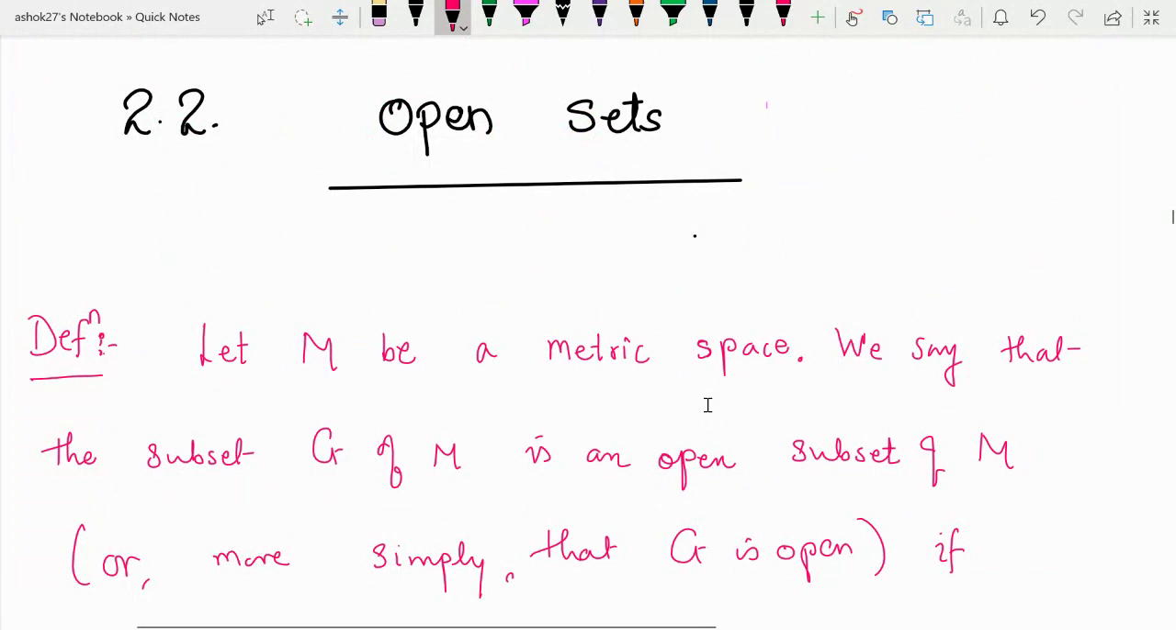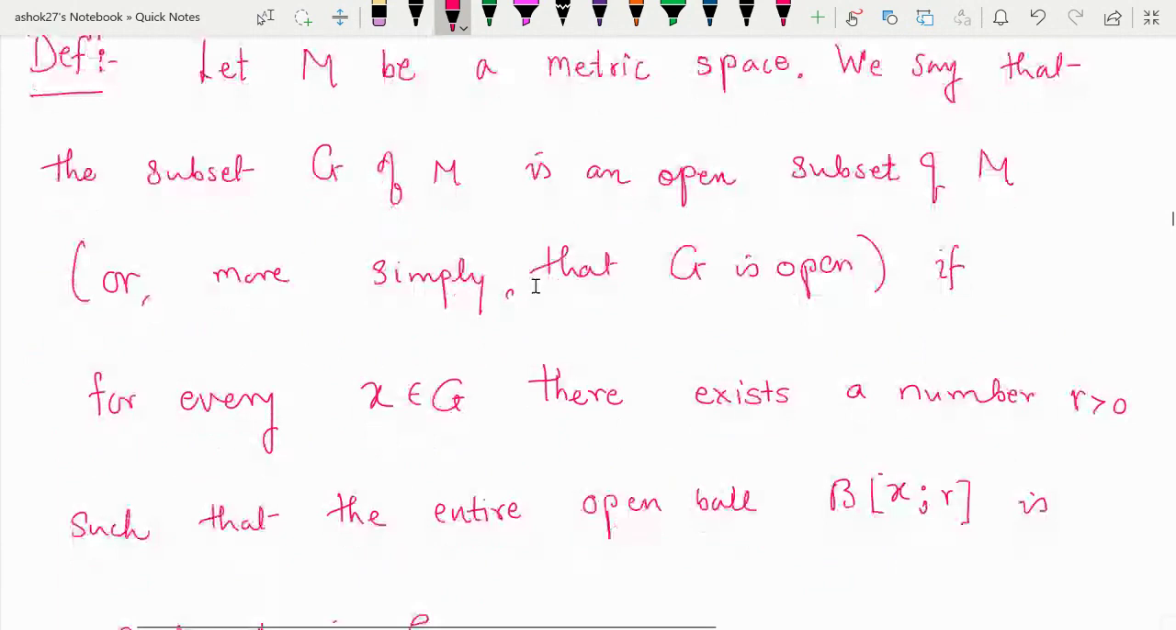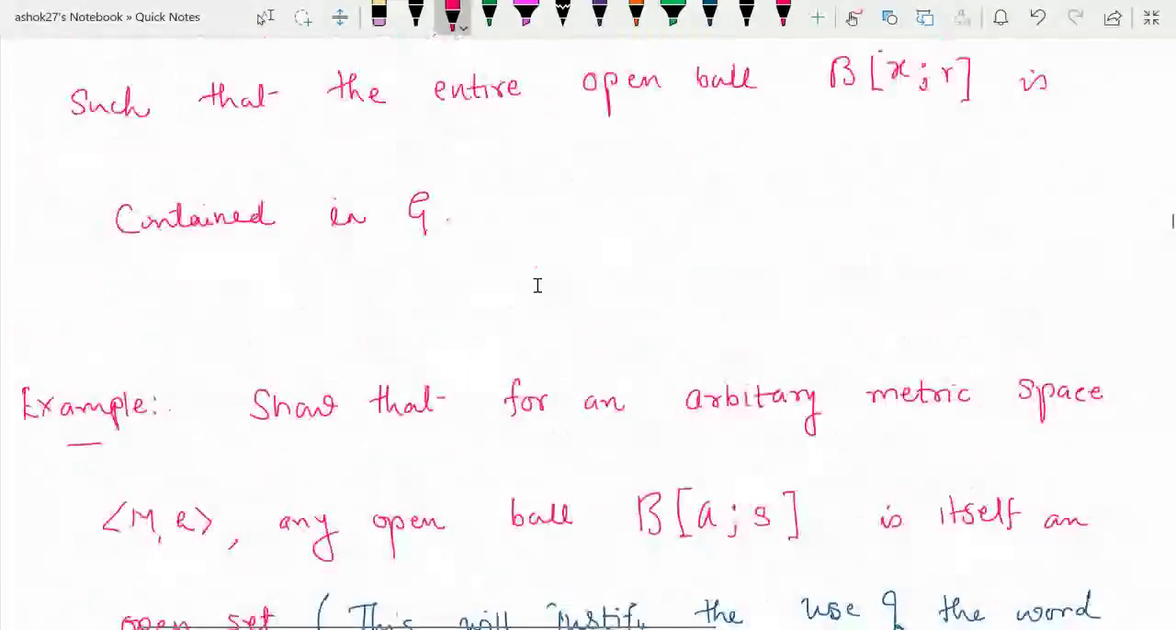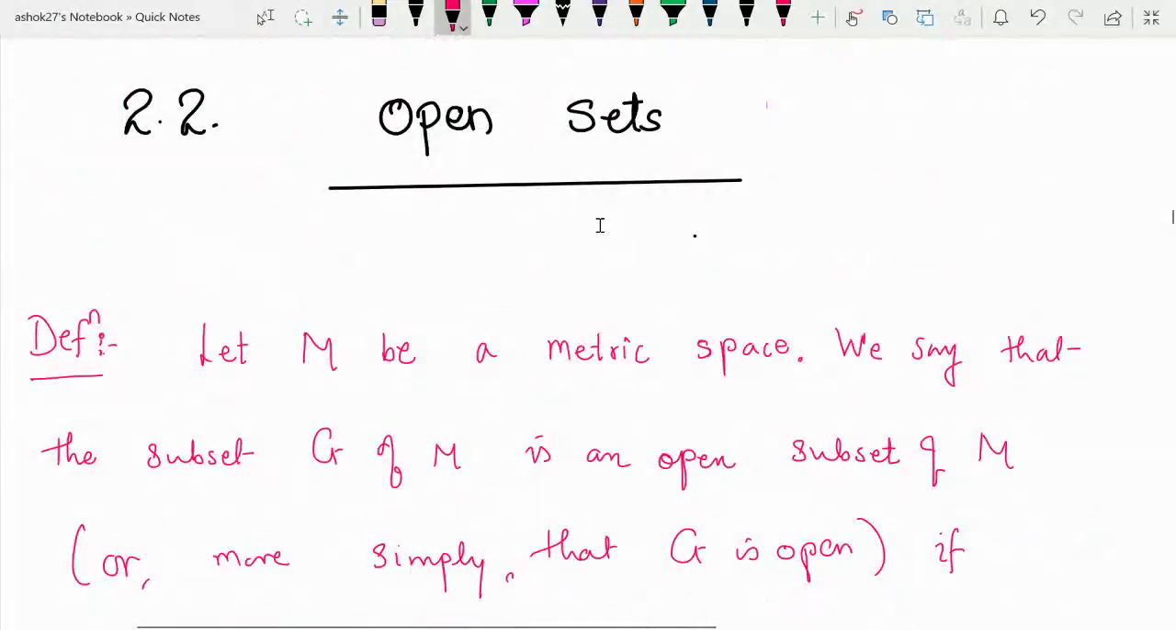So next we'll start 2.2, that is open sets. First we'll give the definition of an open set. So this is the definition of an open set.